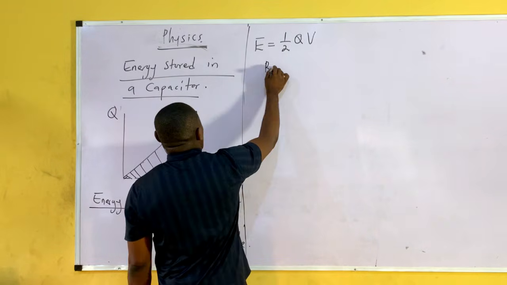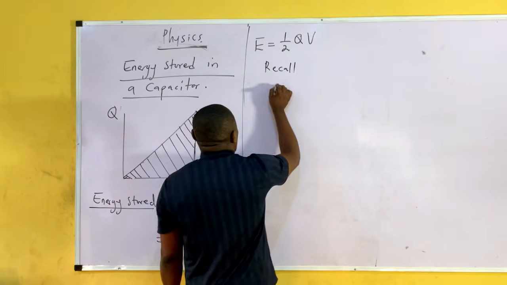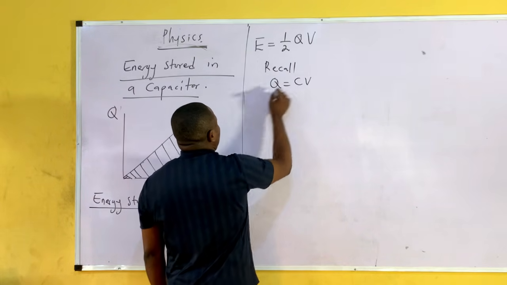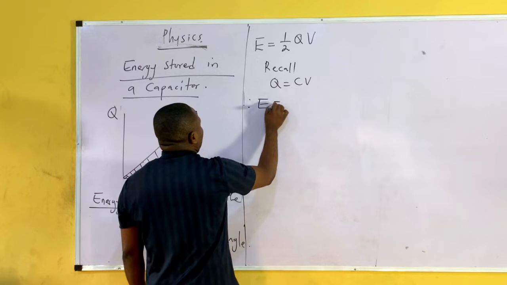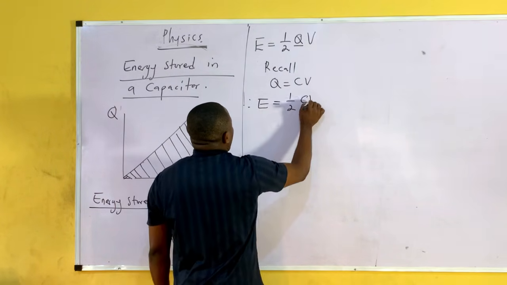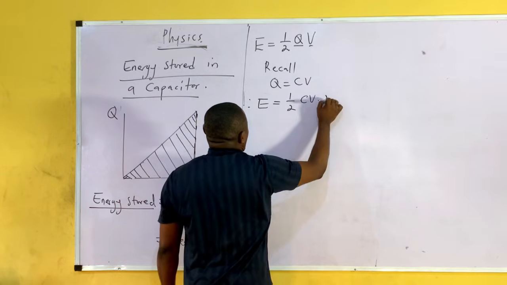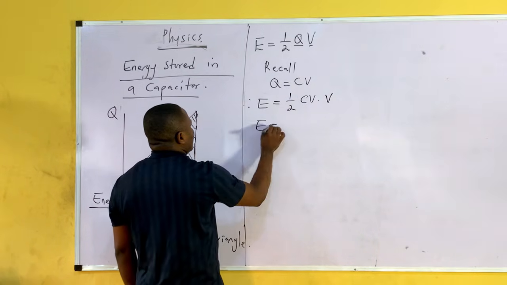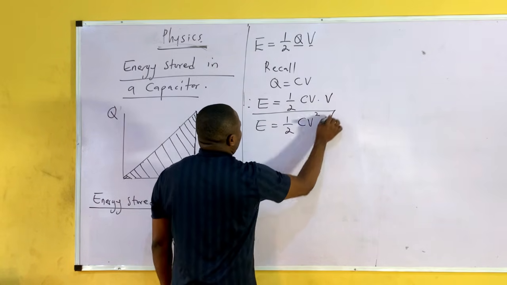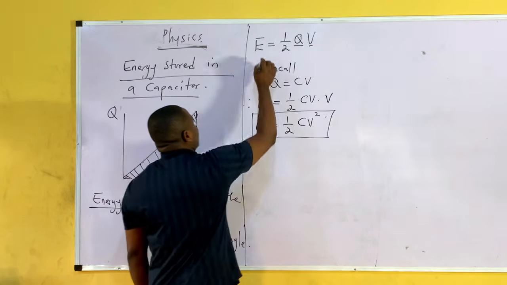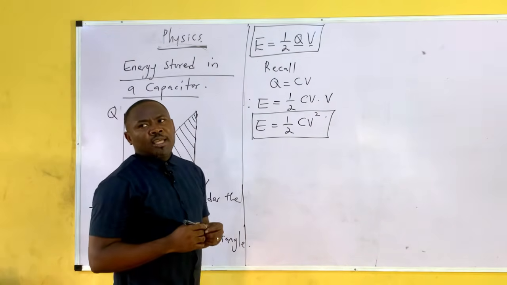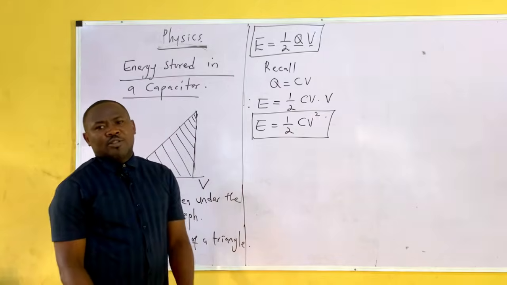Now recall that Q equals CV. Therefore, E equals 1 over 2, and in place of Q, I have CV times V. So E is equal to 1 over 2 CV squared. So this or this can be used to calculate the energy stored in a capacitor.